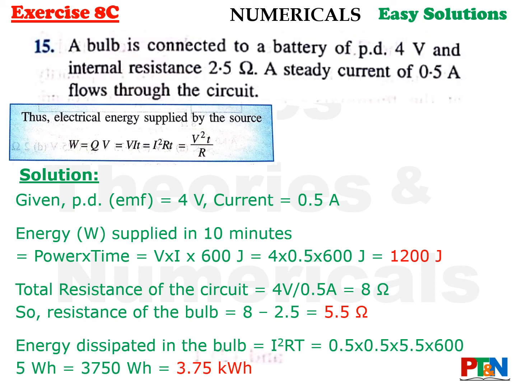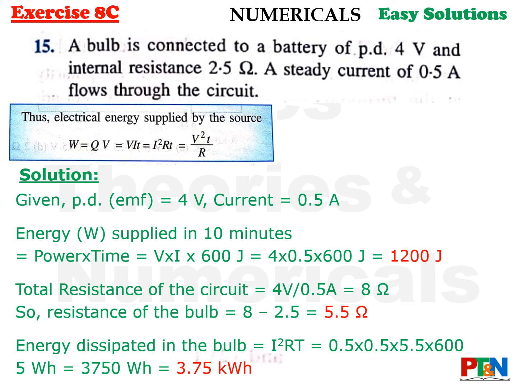1200 joule. Total resistance of the circuit, that is 4 volt by 0.5 ampere, because current has been told. So total resistance in the circuit is 8 ohm, out of which internal resistance of the battery is 2.5 ohm. That means resistance of the bulb will be 8 minus 2.5, that is 5.5 ohm.